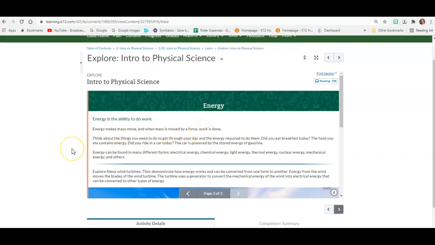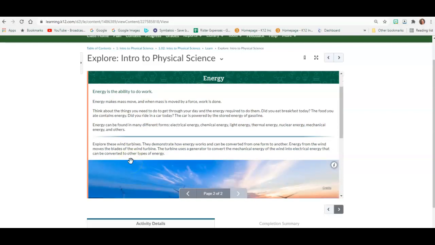So think about the things that you need to get through your day and the energy required to do them. Did you eat breakfast today? The food you ate contains energy. Did you ride in a car today? The car is powered by the stored energy of gasoline. Energy can be found in many different forms. So you could write this down. Energy forms would be electrical, chemical, light, thermal, nuclear, mechanical, and there are still others.